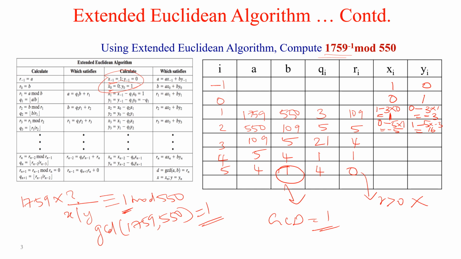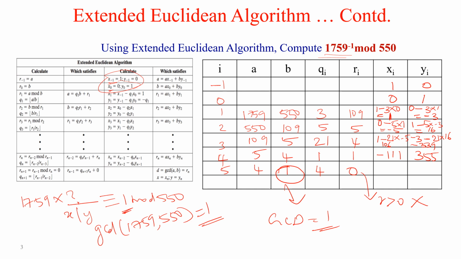x3, how are we computing? Previous x value, that is 1 minus quotient 21, 21 into minus 5. So the answer you get is 106. Likewise you compute for y. How do you compute? It is previous y value, that is minus 3 minus q1, that is 21 into 16. So here you get the answer as minus 339. Likewise here you get the answer as minus 111 and here 355.